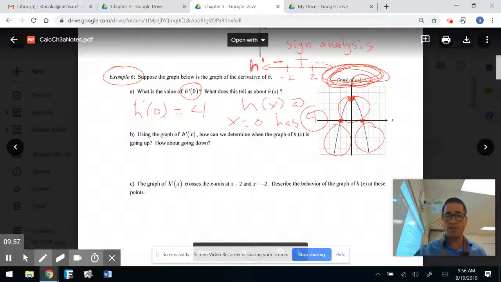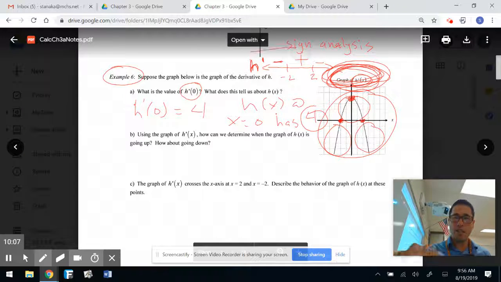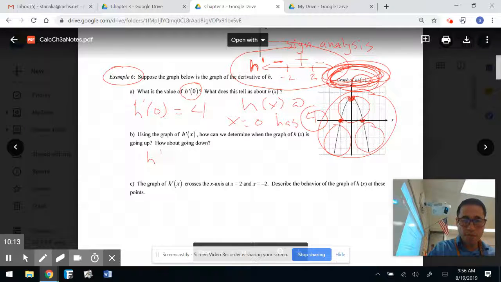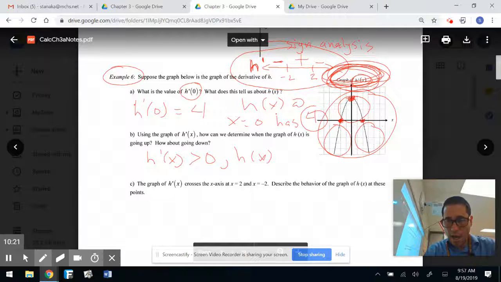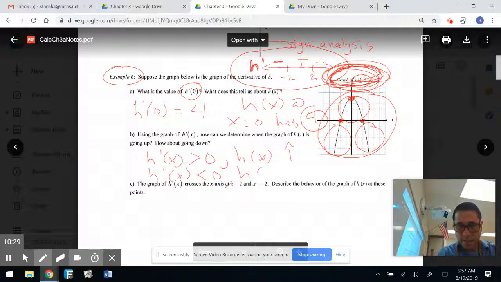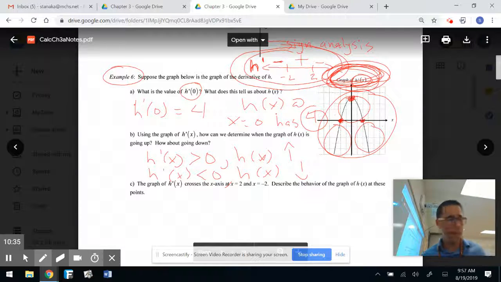Okay, using the graph of h prime, so once again, coming over here, using this bad boy right here, how can we determine when the graph of h of x is going up or going down? So once again, this information, this sign analysis, which was huge, answers all those things for us. So believe it or not, when h prime of x is greater than 0, we know that h of x is going up, okay? And we know when h prime of x is less than 0, h of x is going down. So you know what's awesome about the sign analysis? We have the answers right there for that, okay?